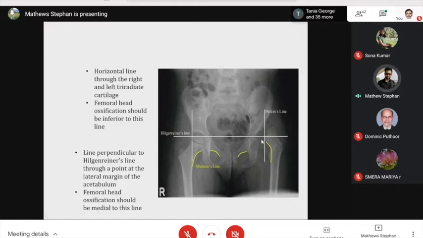Then the Perkins line is the line perpendicular to Hilgenreiner's line through a point at the lateral margin of the acetabulum. So from the lateral margin of the acetabulum, a line passing perpendicular to the Hilgenreiner line is the Perkins line, and the femoral head should be medial to this line. Here it's medial, but in this plastic side, it is not medial, it is lateralized.